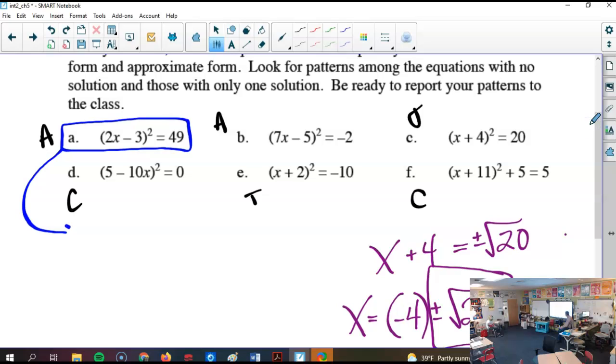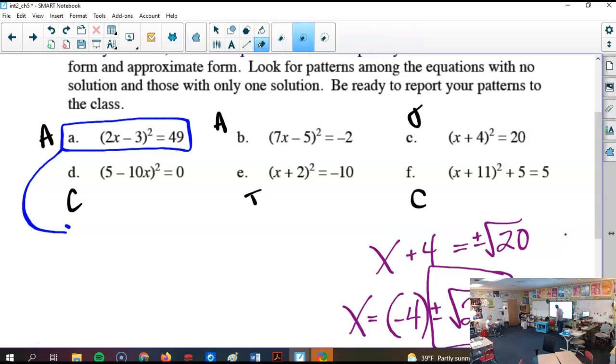Connor, what did you find out about D? The answer is 0.5. Just 0.5? Yeah. Okay, so when it's equal to 0, I'm starting to hunch that when it's equal to 0, there's only one solution. Because you're taking the y-intercept of the parabola.